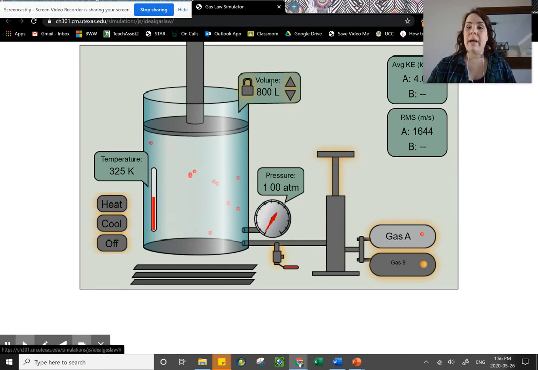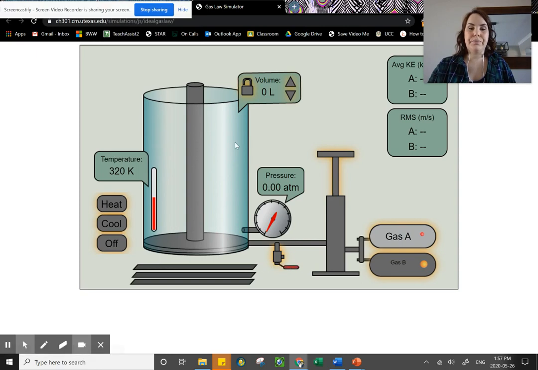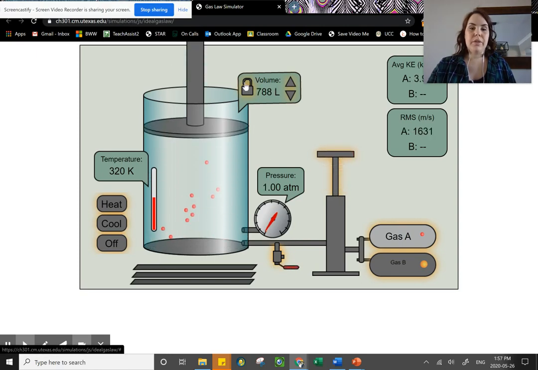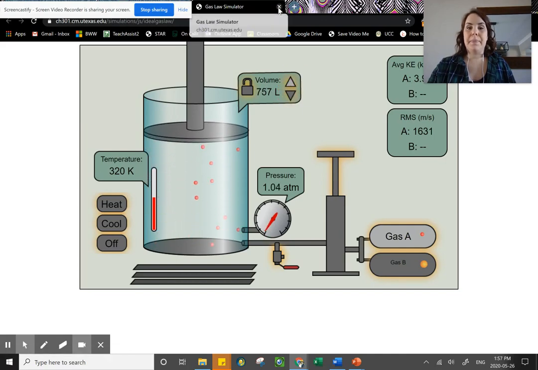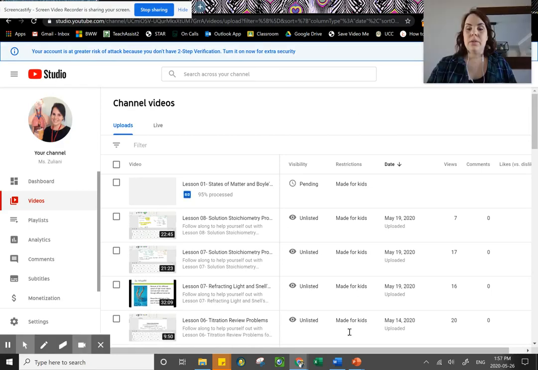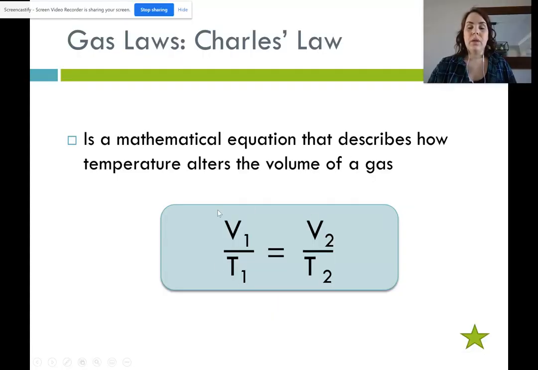So for example, what happens to the volume of a gas if I heat it up or if I cool it down, okay? Or what happens to the pressure if I decrease the volume, or increase the volume. So this is summarized with a formula called V1 over T1 equals V2 over T2. So it's similar to yesterday, but instead of multiplying those two variables, we're going to be dividing them, okay?